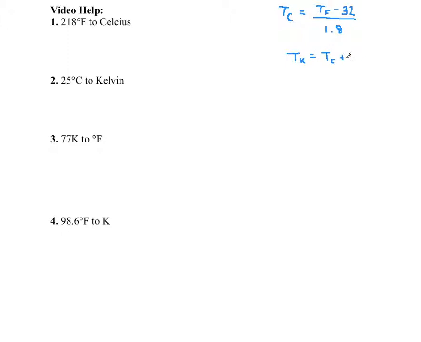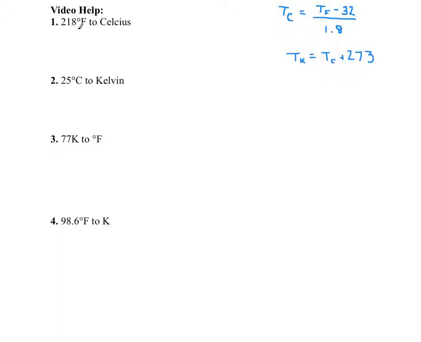Now, the pain in the butt is if I give you, let's say, Kelvin, and then ask you to find Fahrenheit, because you know the relationship between Kelvin and Celsius, and you know the relationship between Fahrenheit and Celsius, but you don't know the relationship between Kelvin and Fahrenheit. Well, in a two-step problem, you can totally figure that out, and we'll do that in number 3 and number 4. So I'm going to start off with number 1.